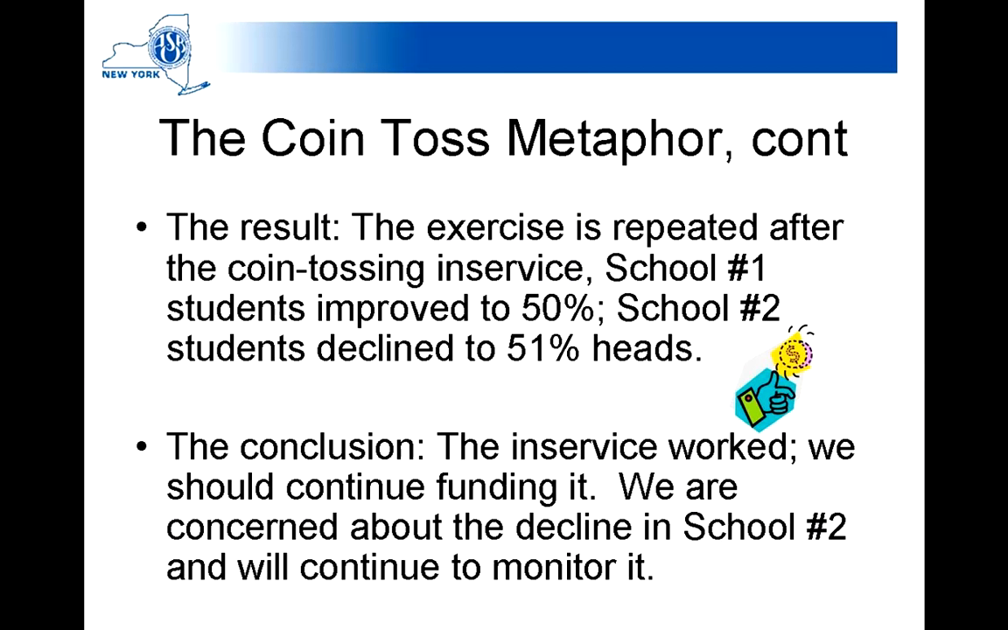In school number two, the students improved from 48% up to 50%, but in school number one, the rate declined from 52 to 51%. So in that scenario, what we would tend to expect at the next time we talked about instructional results, we'd say, well, the in-service worked. We should continue funding it, but we're concerned about the decline in the other school's results, and we're going to continue to monitor it.